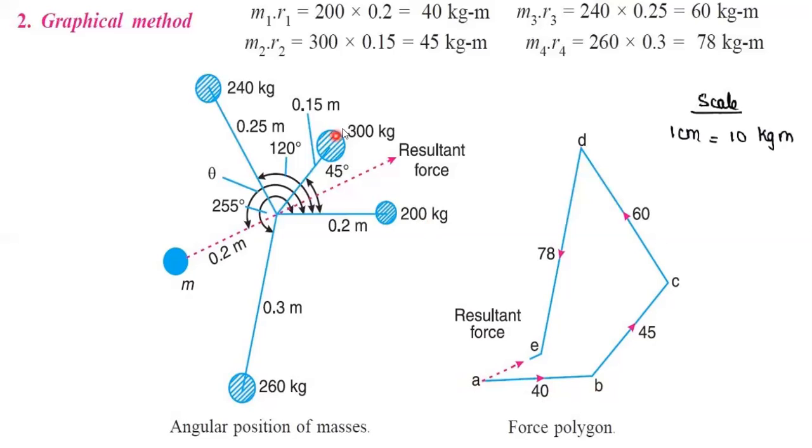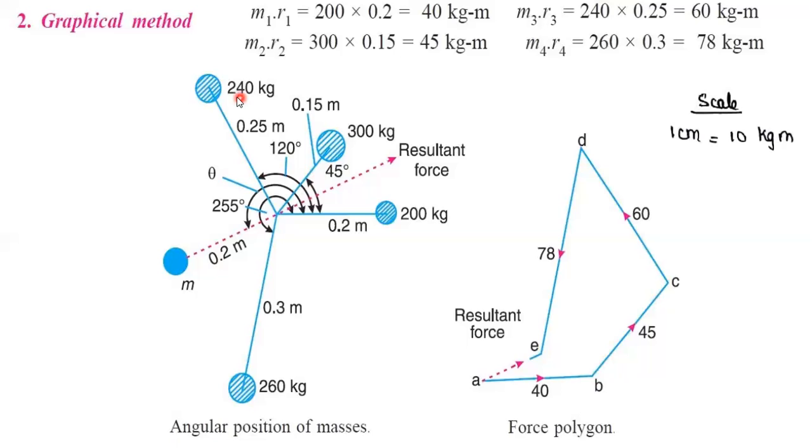The next mass is 300 kg, and the angle is 45 degrees. You know the value of the mass, that is 45 kg meter, which means 4.5 centimeters. So the length is 4.5 centimeters and the angle is 45 degrees. From here, just put a cross, take 45 degrees like this, and draw a line. The length of the line is 4.5 centimeters.